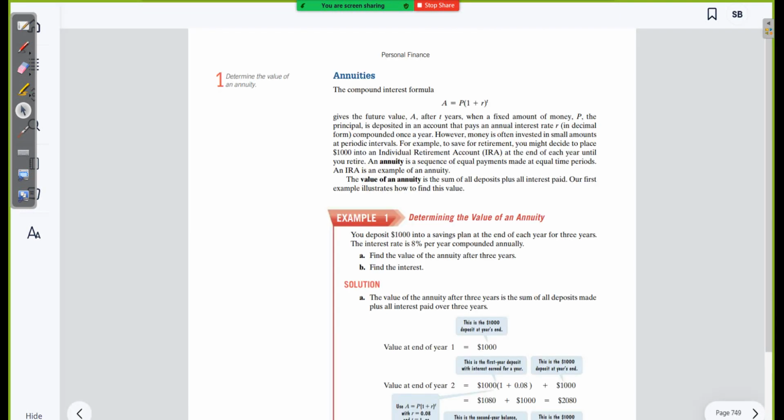Anyways, so let's talk about annuities. Well, there's really no other way to put it: an annuity is a sequence of equal payments made at equal time periods.